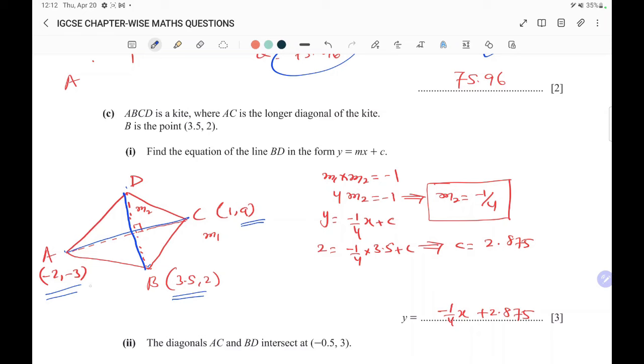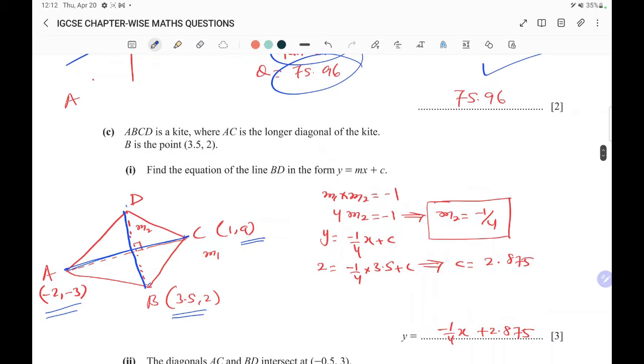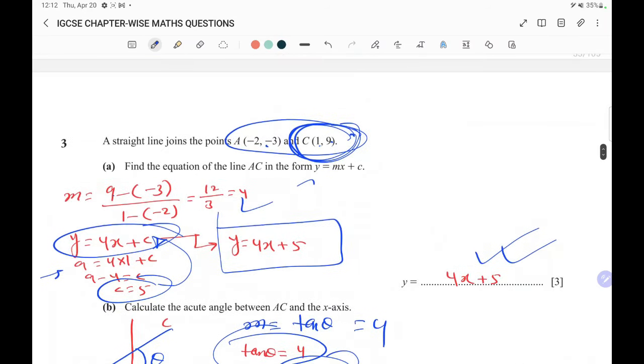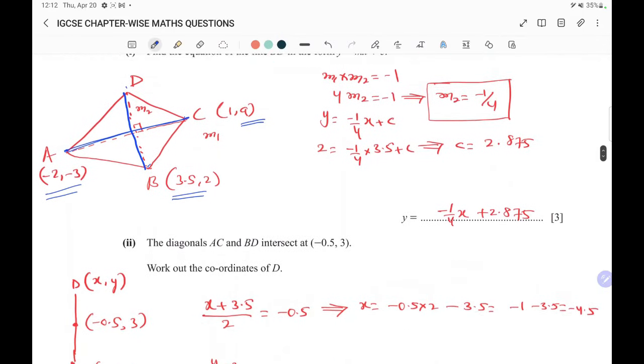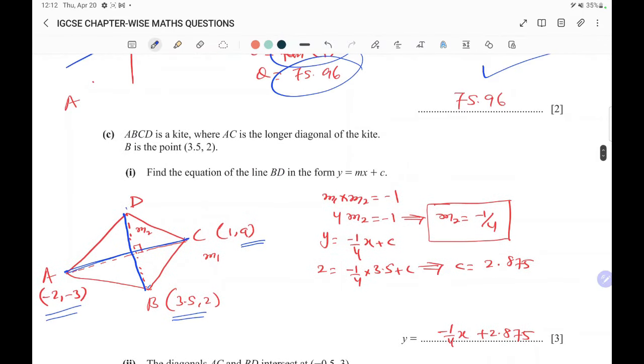Okay, now we can find the gradient of AC. The gradient of AC we already found earlier, AC gradient was 4. So this AC gradient is 4, which is m1, and the BD gradient I have considered m2. So m1 times m2 is minus 1, 4 m2 is minus 1, m2 is minus 1 over 4.